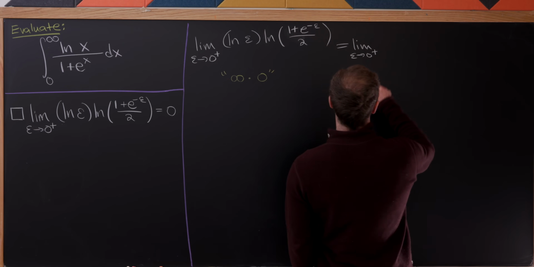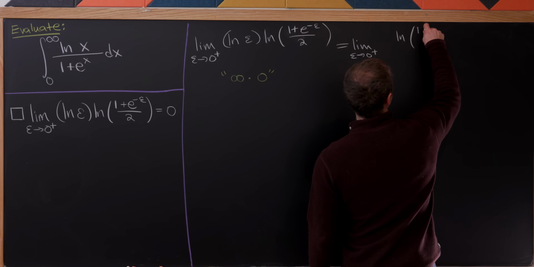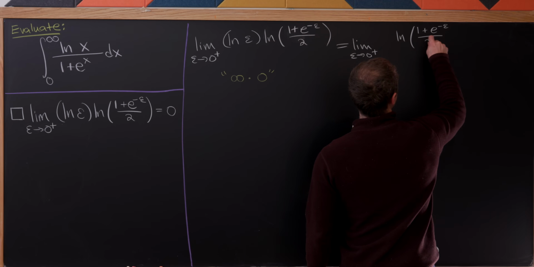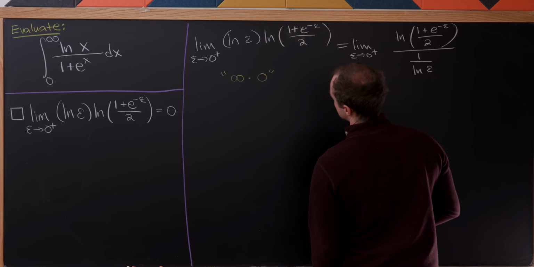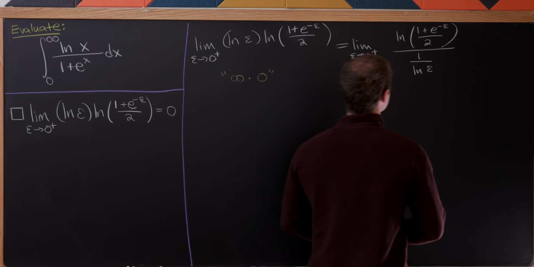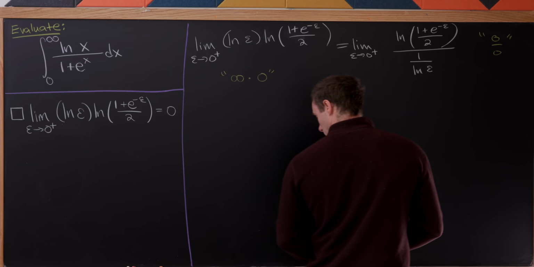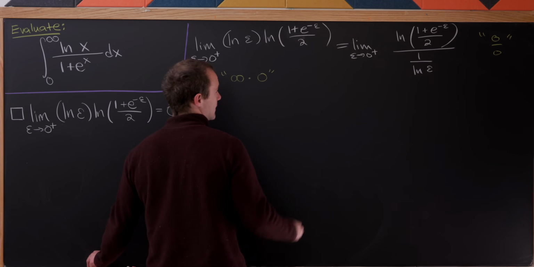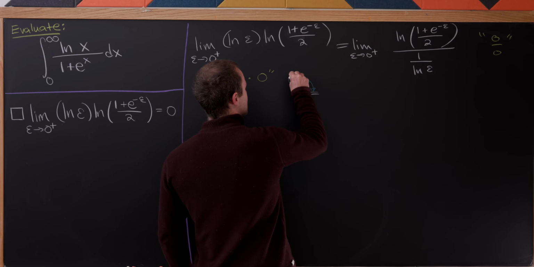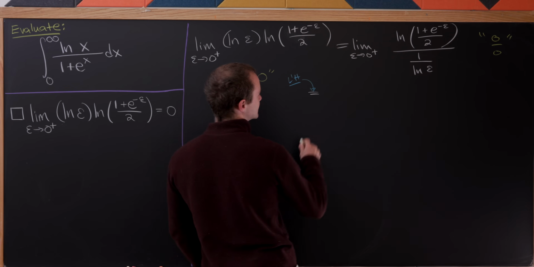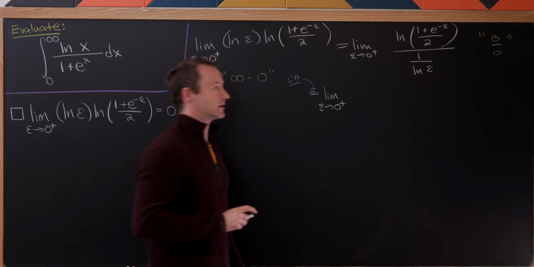So we'll write this as the limit as epsilon goes to 0 from above of the natural log of (1 plus e to the minus epsilon) over 2, over 1 over the natural log of epsilon. And now let's observe that this is of type 0 over 0, which means we can apply L'Hopital's rule. So let's say this equality right here is applying L'Hopital's rule, which means we need to take the derivative of the numerator and the denominator.